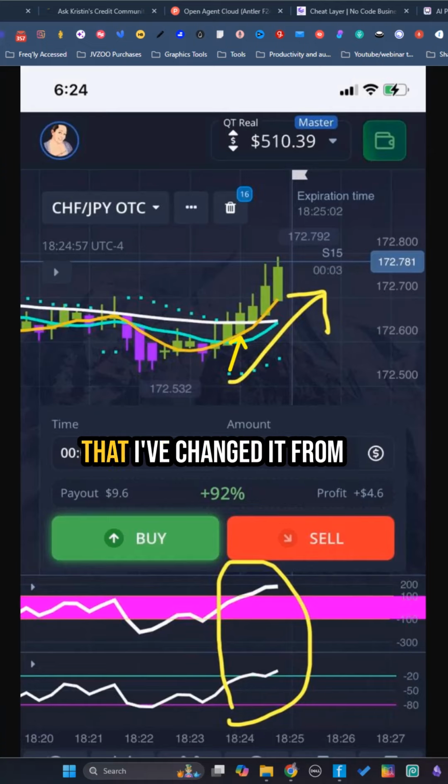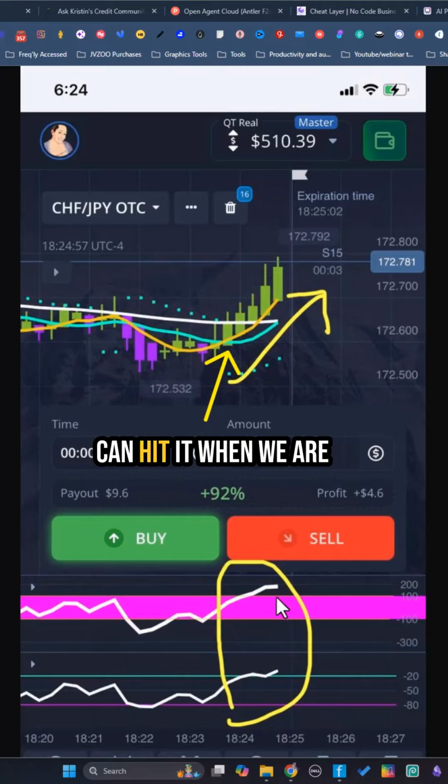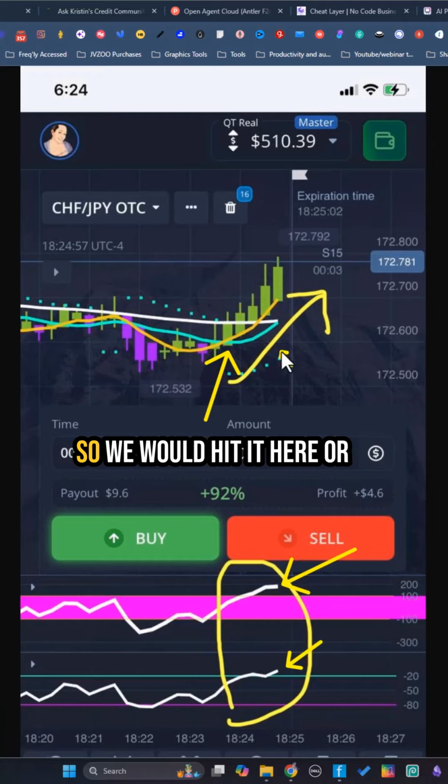Now, another thing is that I've changed it from 5 seconds to 15 seconds. I actually took the screenshot prior to changing it, and I still won. We can hit it here, and we can hit it when we are up in the danger zone, and we can see that it's actually pretty extreme, right? So we would hit it here, or we can hit it right here. I personally would do it after we have this little kink right here.